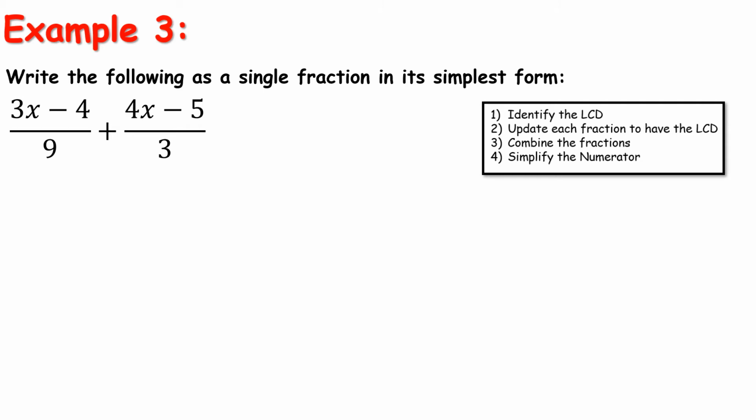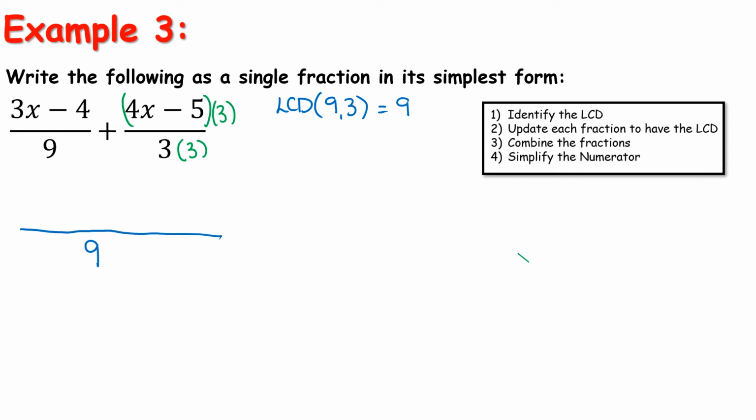Okay, so we have 3x minus 4 over 9 plus 4x minus 5 over 3. Step 1, lowest common denominator. So the lowest common denominator of 9 and 3 is actually 9. So 9 doesn't need to be changed. 3, I'm going to multiply it by 3, but the numerator also has to be multiplied by 3. Now remember, order doesn't matter with multiplication, but it's often easier to write the single number first. Common denominator is 9. So we're going to update each fraction to have the lowest common denominator. Done. Now we're going to combine.